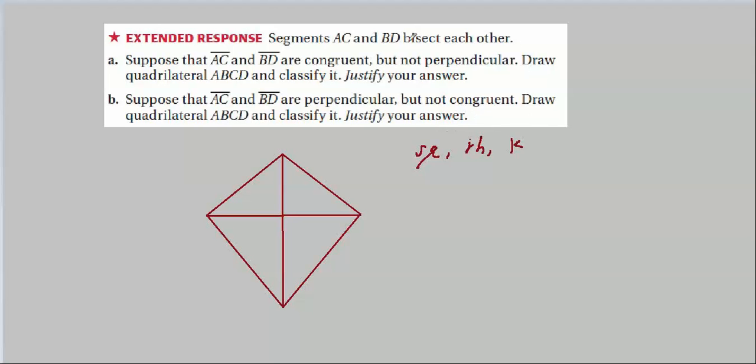But we still have that they bisect each other. The diagonals of a rhombus bisect, but a kite, no. Diagonals of a kite do not. Notice I didn't draw this very well. You can't tell what the heck this is. In fact, it looks a lot like a kite, but the fact is it's actually a rhombus. Well, that's about it.